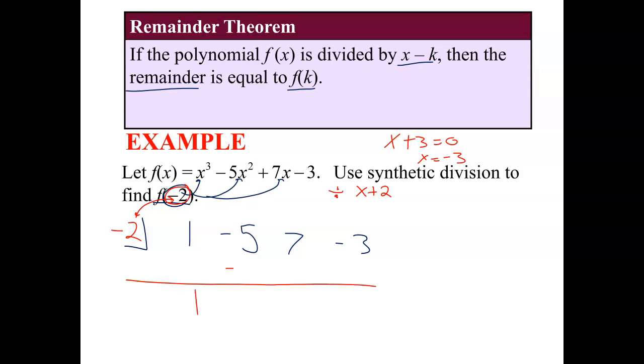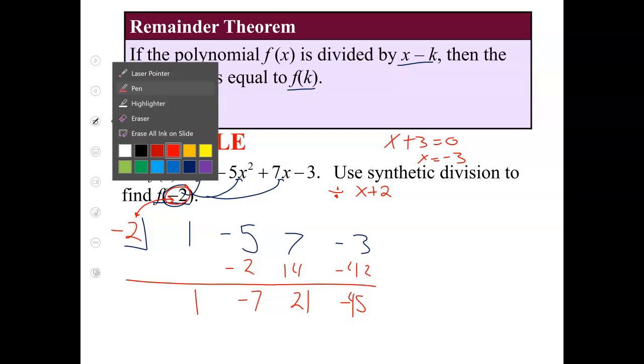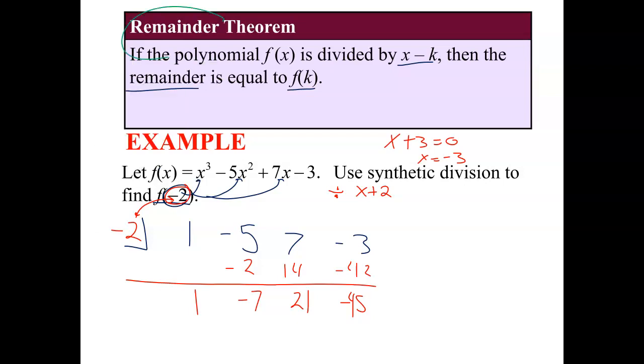Bring down the 1, multiply, add, multiply, add, multiply, add. Now, using some context clues, if I'm dealing with the remainder theorem, what part of this line do I want to focus on? The remainder, negative 45. That's the only thing I care about here. So we did synthetic division and we found f of negative 2.